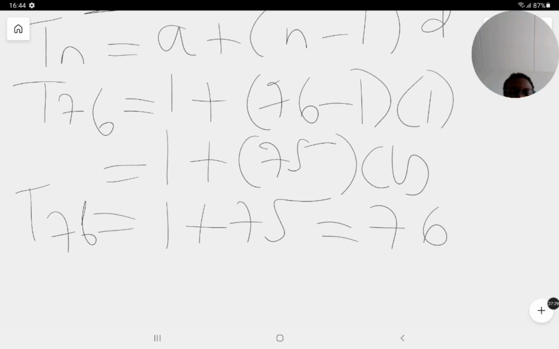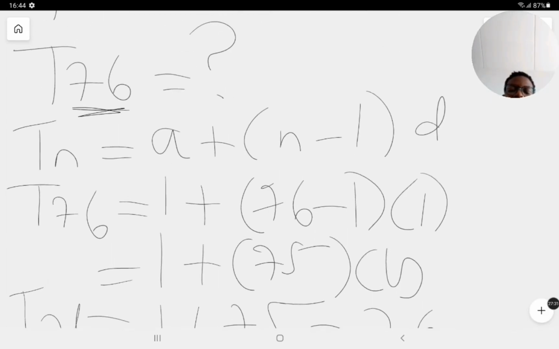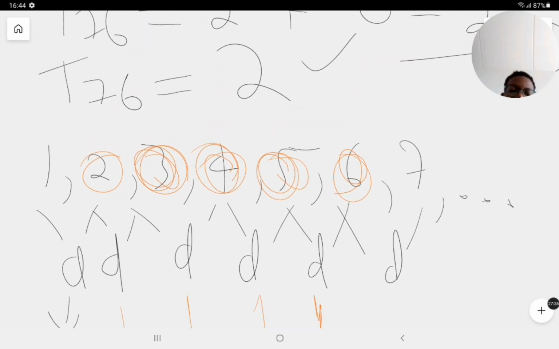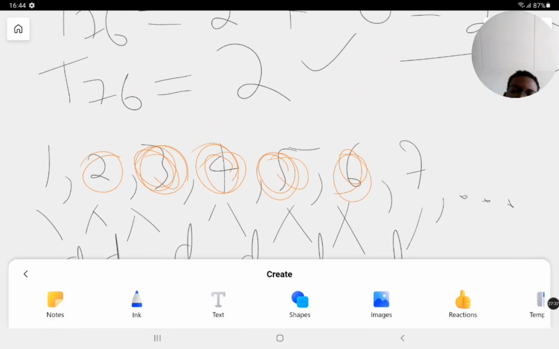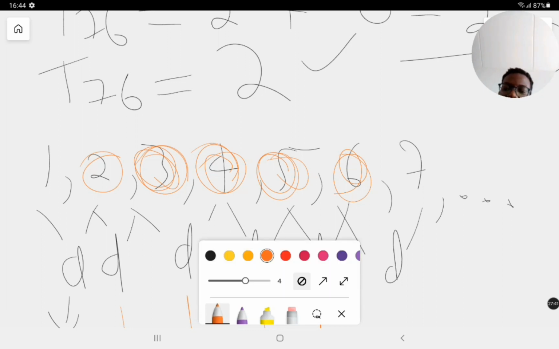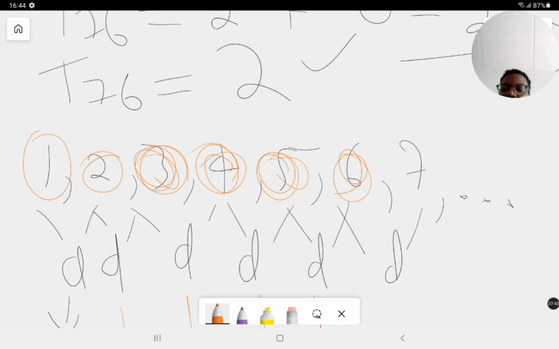How do we know that this is true? How do we get more comfort that this is true? Well, you look at your sequence here. I want to show you something. Look at T1. T1 is this value here. T1 is equal to 1. T2 is equal to 2. T3 is equal to 3. T4 is equal to 4. T5 is equal to 5. T6 is equal to 6. T7 is equal to 7.